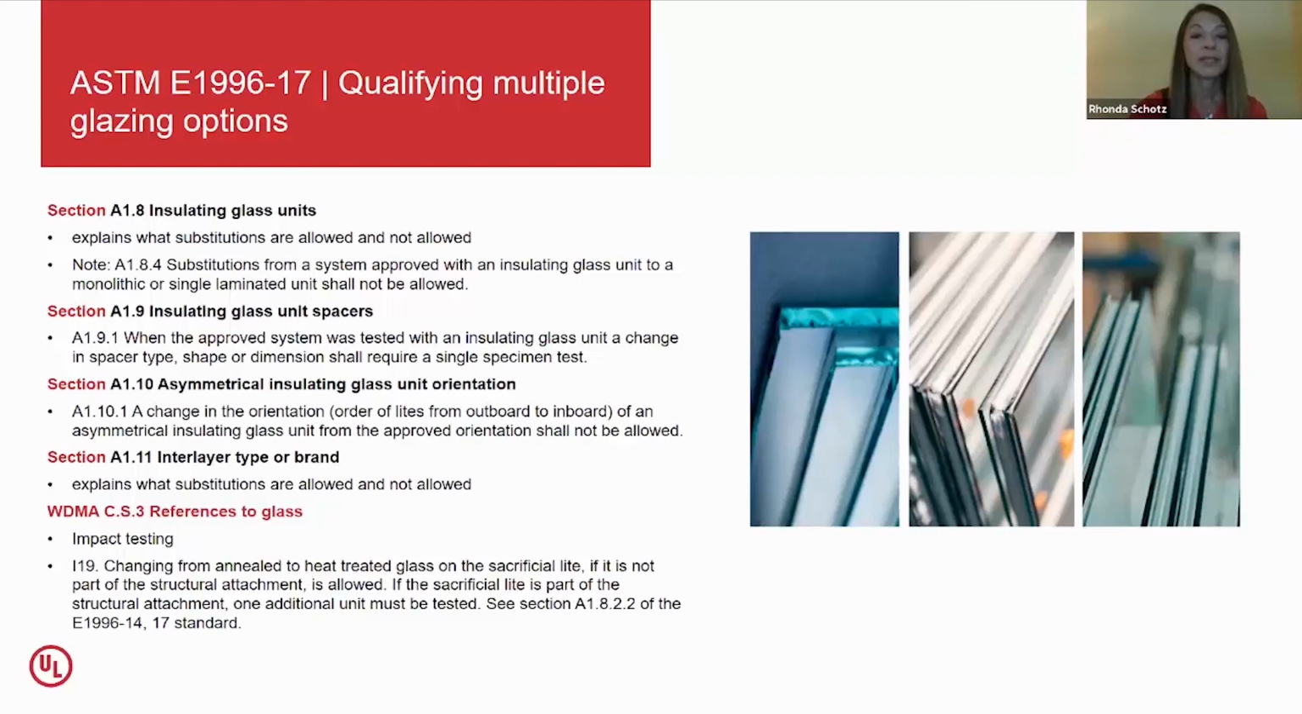But the WDMA CS3 item I-19 states changing from annealed to heat-treated glass on the sacrificial light, if it is not part of the structural attachment, is allowed. The image in the lower right corner shows monolithic glass, insulated glass, and triple glazed glass.